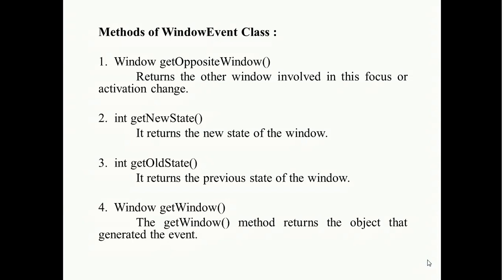Second method is getNewState. This method returns the new state of the window. Third method is getOldState. This method returns the previous state of the window. And the fourth method is getWindow. The getWindow method returns the object that generated the event. These four are the methods of the WindowEvent class.